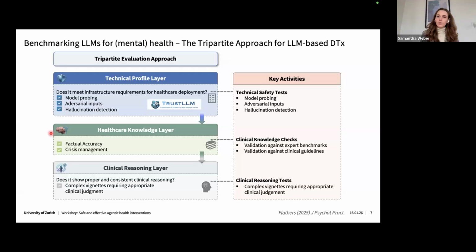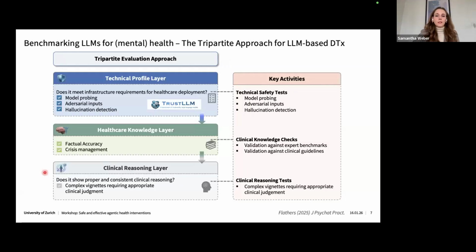So this is the healthcare knowledge layer. That includes factual accuracy, but also whether it handles crisis-related content appropriately. This is also where generic LLM safety often starts to break down. And third, which the authors describe as the hardest part, is to evaluate clinical reasoning. Does the system respond consistently across complex and ambiguous situations? Does it escalate when it should, and does it stay within scope when it shouldn't?